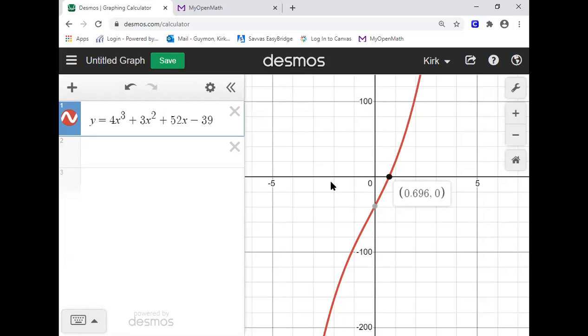Somehow you're going to have to convert that 0.696 back into a fraction. The way I do it is I go to my graphing calculator, I type in 0.696, then I hit the math button, and the top option is convert to a fraction. And mine says that that's 87 over 125. So my answer, 87 over 125, is what gives me one of my real solutions.